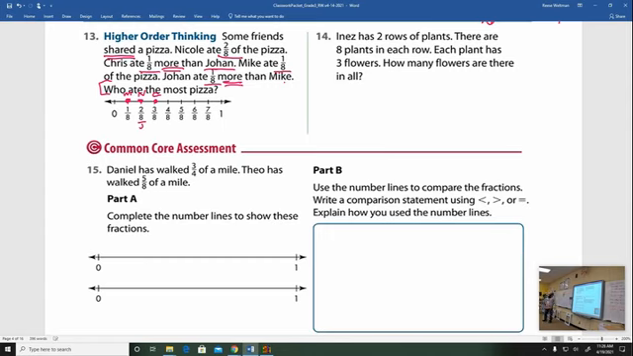Jack. That's okay. What did you think? Who did you put? You put Nicole? Because you missed a step, right? You forgot to look at it. It says Chris ate 1/8 more than Johan, and Johan actually ended up eating the same amount as Nicole, correct? That's why I marked them. Always mark them. Go through it.